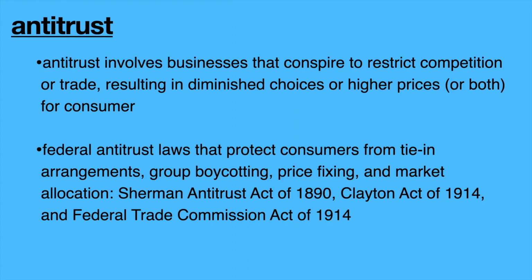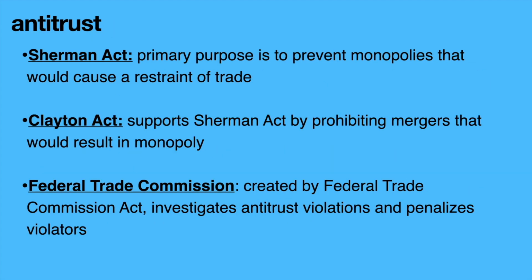Antitrust involves businesses that conspire to restrict competition or trade, resulting in diminished choices or higher prices, or both, for the consumer. The Sherman Antitrust Act of 1890, the Clayton Act of 1914, and the Federal Trade Commission Act of 1914 are all federal antitrust laws that protect consumers from tie-in arrangements, group boycotting, price fixing, and market allocation.